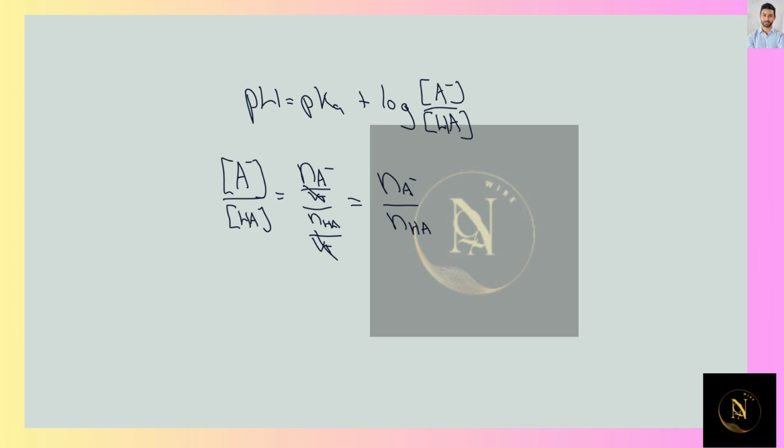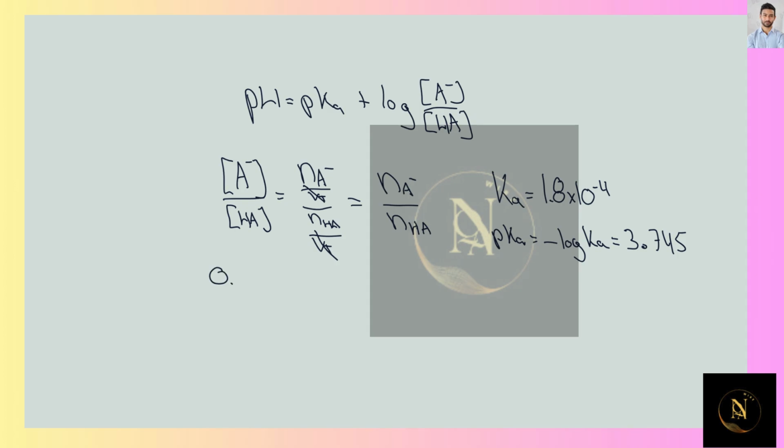In our case, we have formic acid, which has a Ka of 1.8 times 10 to the minus 4. Recall that pKa will be equal to minus the logarithm of Ka, which in this case will be 3.74. Actually, if you want 3.745, just to be extra precise about it. So we can calculate directly the pH.